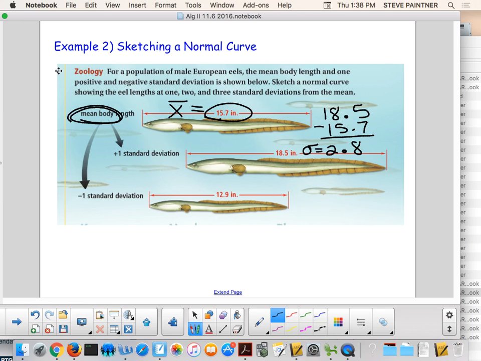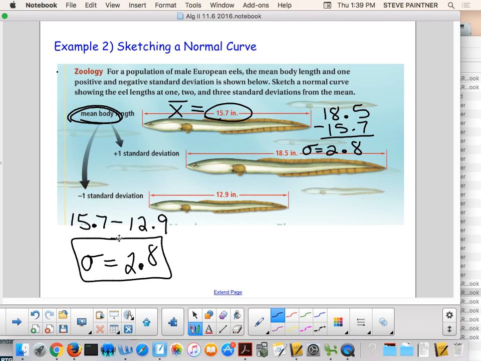Do this one. This little eel is 1 standard deviation too small. So again, do some quick subtraction. Take your average, 15.7, take away 12.9. Is it still going to be 2.8? Yeah, it is. Okay, so now we've kind of proven to ourselves, yeah, the standard deviation is 2.8. All I really want you to do right now, make yourself a bell curve, and I'm going to ask you 3 questions. Okay? Go. Make the bell curve.